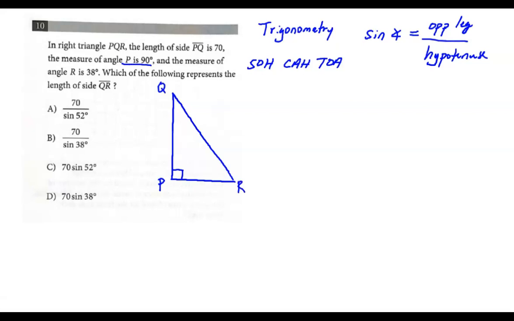Now the length of side PQ is 70. So this side over here is 70. The measure of angle R is 38. So 38 degrees down here. Which of the following represents the side QR? Well, QR is this side right here. And for this particular problem, this is going to be my X.